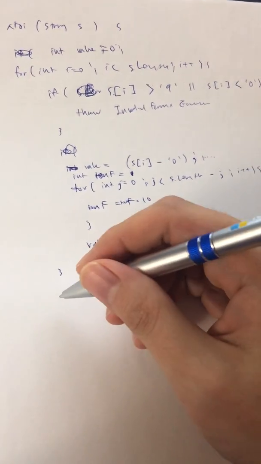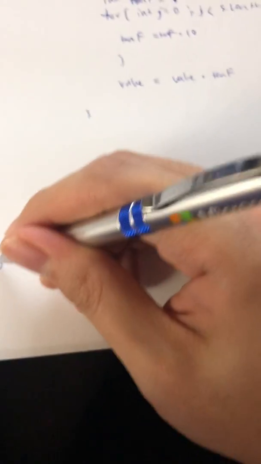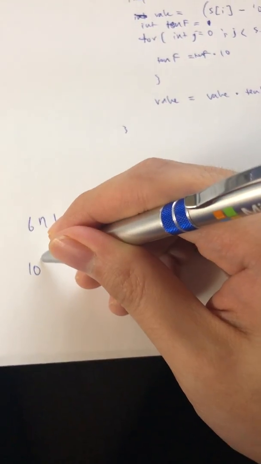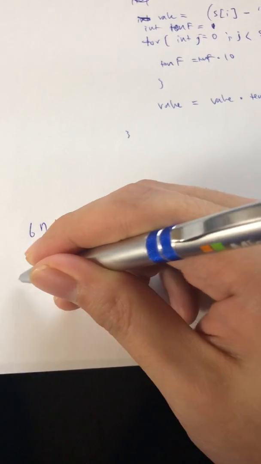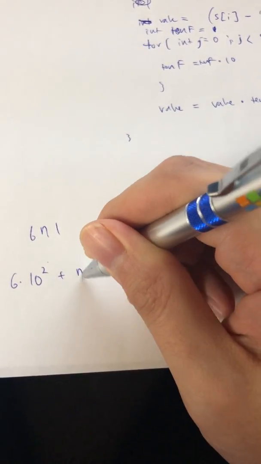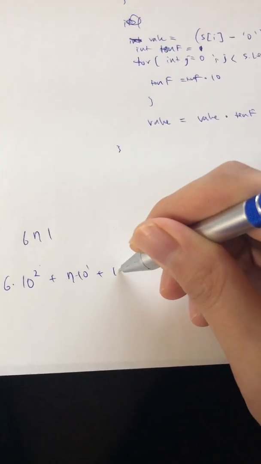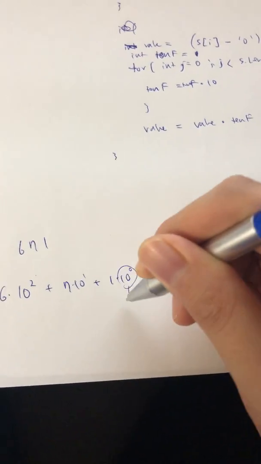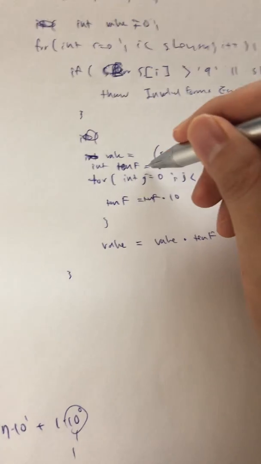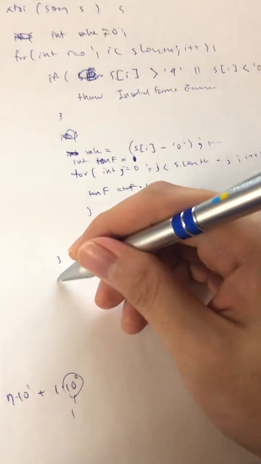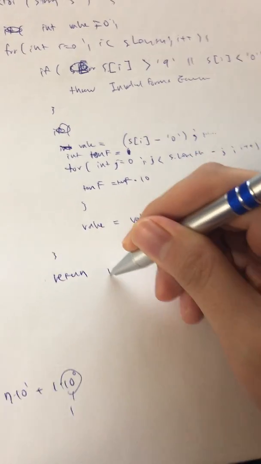So like the 10th power. The math goes: if it was 671, it's 6 times 10 to the power of 2, plus 7 times 10 to the power of 1, plus 1 times 10 to the power of 0, which is 1. So that's why I set the factor's default value as 1. After the for loop, I'm going to return value.